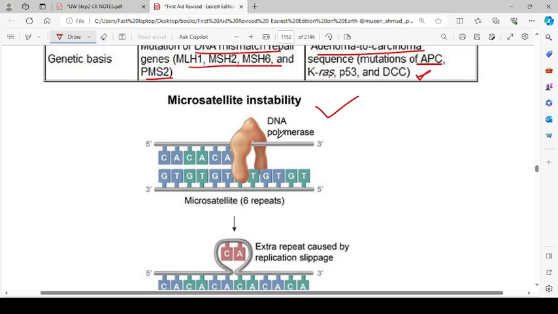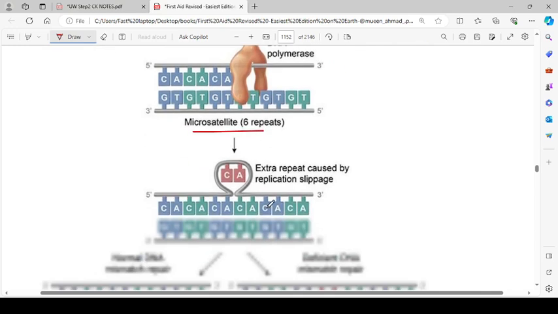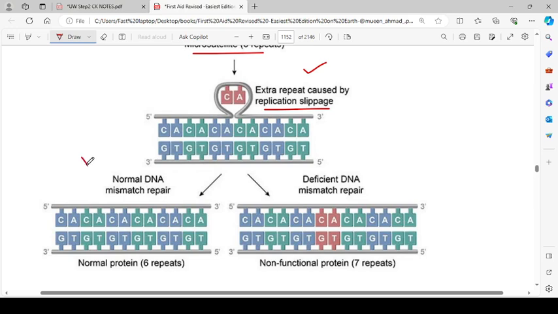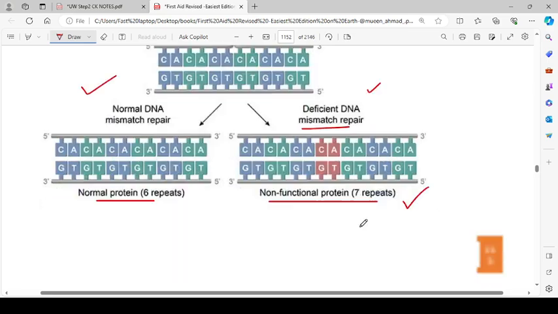Microsatellite instability is depicted in this picture. So this is DNA polymerase, and microsatellite with 6 repeats. An extra repeat is caused by replication slippage. In normal DNA mismatch repair, this is not incorporated into the DNA, but in deficient DNA mismatch repair, this is incorporated, and a non-functional protein with 7 repeats will be formed.